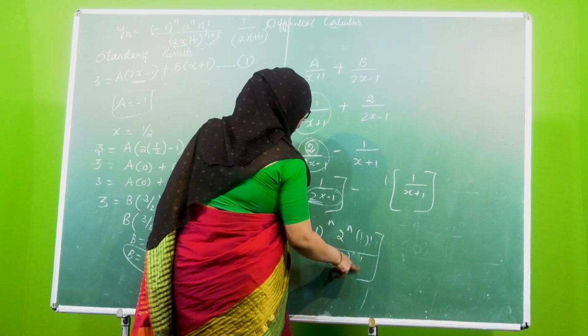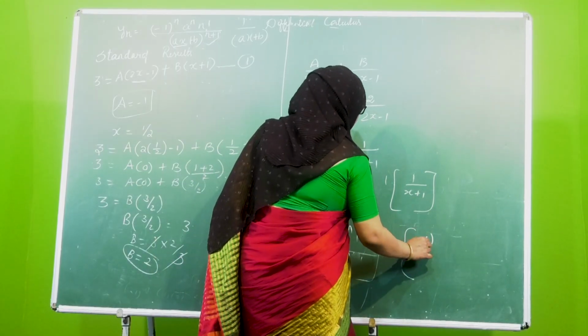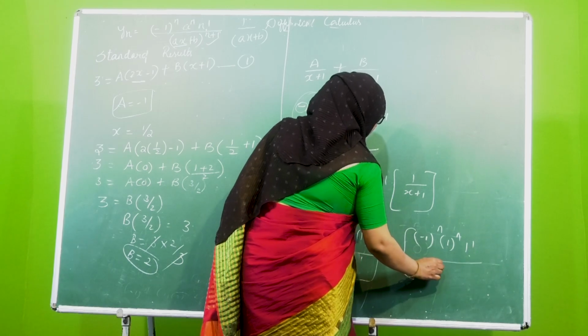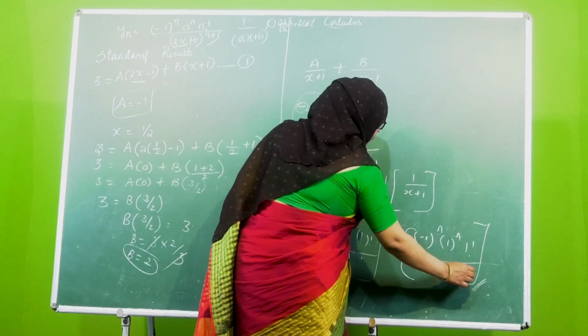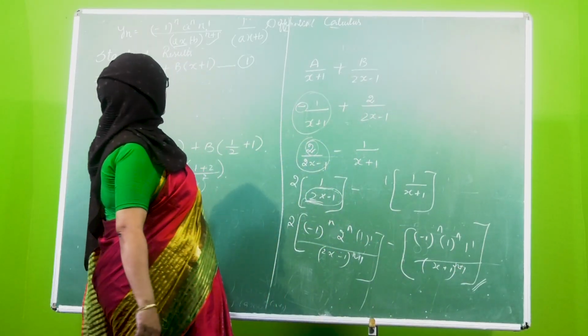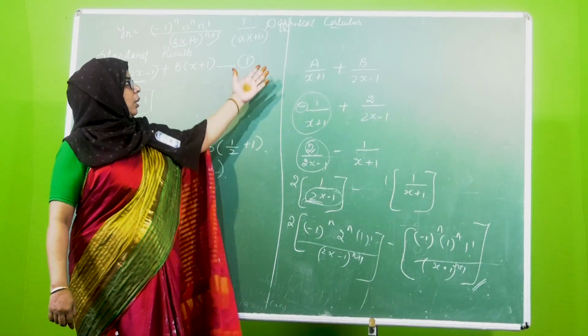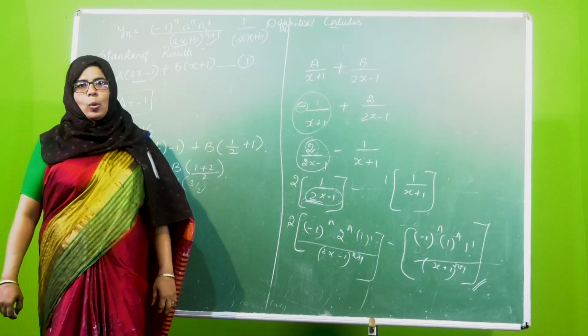That is, 1 plus 1. Okay, instead of minus 1 whole power n, 1 power n, 1 factorial divided by n plus 1. So this is the result for a by x plus 1 plus b by 2x minus 1.